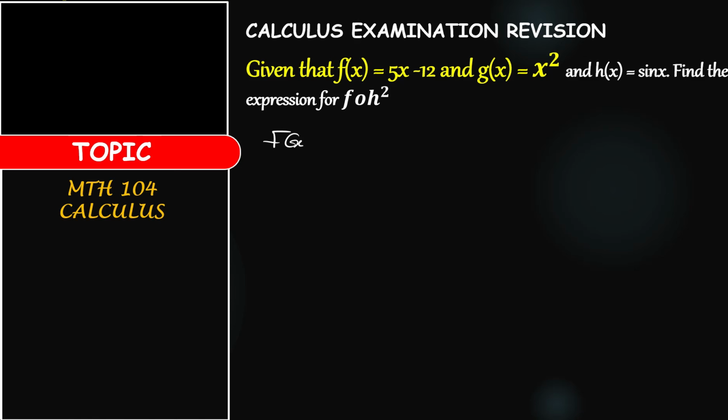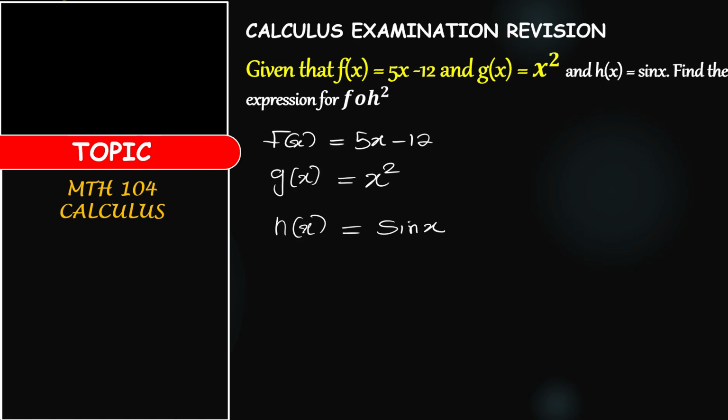Now the first question says: given that f of x is equal to 5x minus 12, g of x is equal to x squared, and h of x is equal to sine x, find the expression for f of h squared. First of all we need to look for h squared. It means you should square this expression, and when you square sine x, it gives us sine squared x. Is that okay?